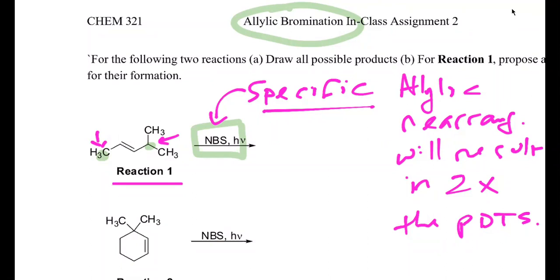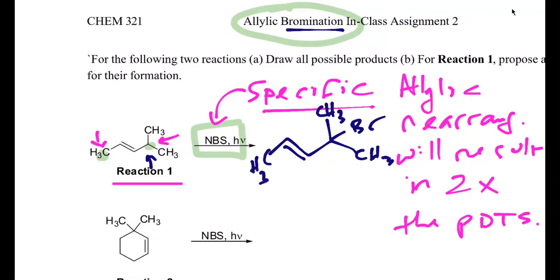Let me just draw the products out first. So that's 1 product. Are we okay with that? Because it's allylic bromination, we're putting a bromine at the allylic site. So at this allylic site right here, I'm going to add a bromine. I'll put the CH3s back in. That's 1 of my products. What's the other one?